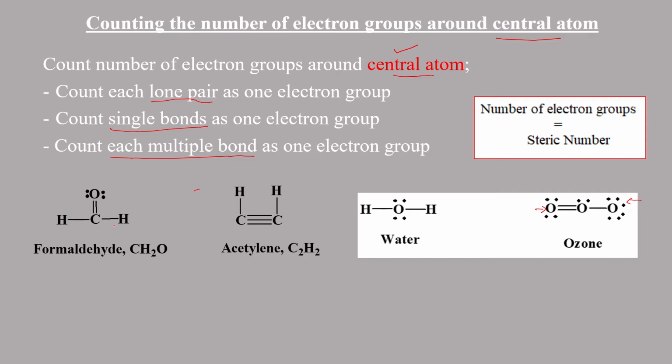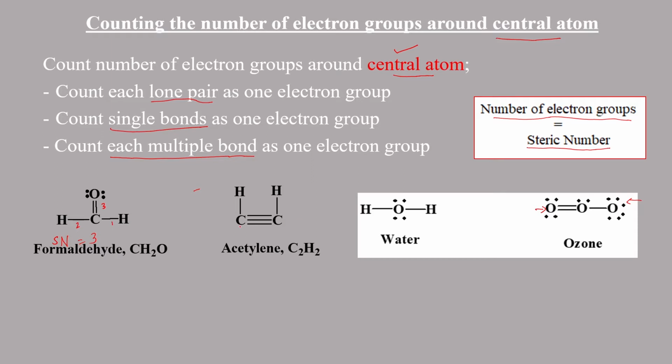So for this central atom, we don't have any lone pair, right? So we will go for the single bonds. We have one single bond here, so that's my first electron group. This is my second electron group. And then this multiple bond will be counted as one electron group. So this will be my third electron group. So altogether for this carbon, we have three electron groups. The number of electron groups is also called the steric number. So the steric number for this molecule is 3, or the number of electron groups for this molecule is 3.